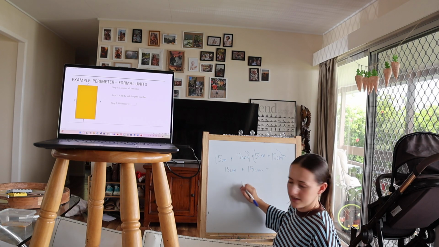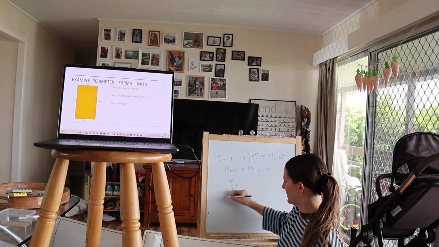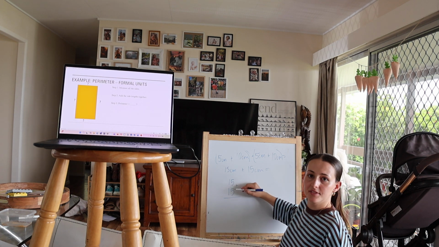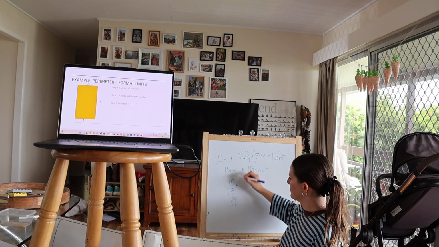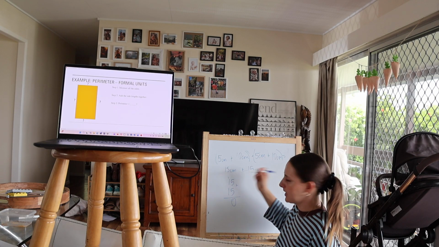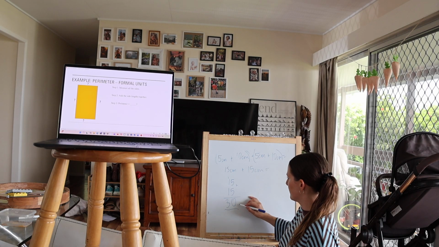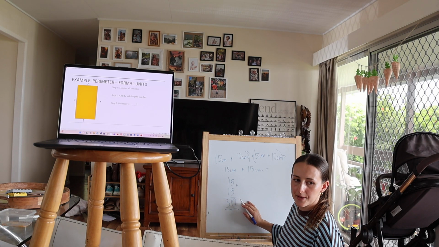Let's set it out like this, hey? We'll go 15 plus 15. What's 5 plus 5? 10. Put the 0 down there, carry the 1. Now what's 1, 2, 3? It's 3. So 30 is our perimeter.